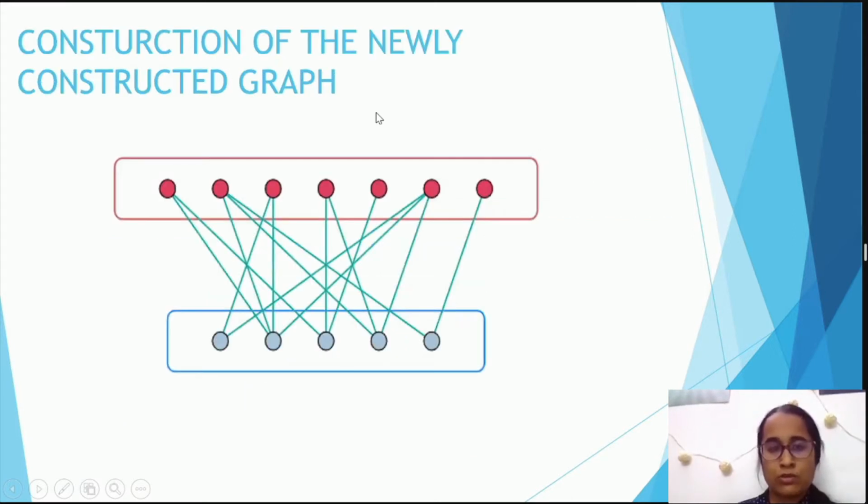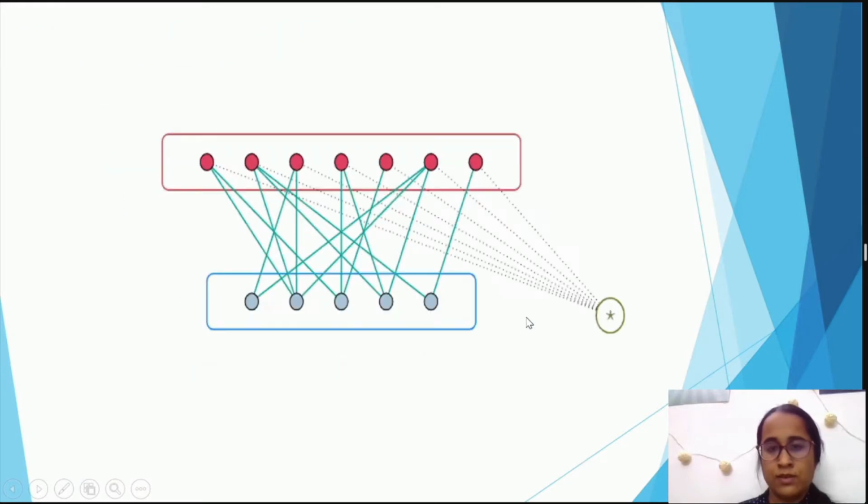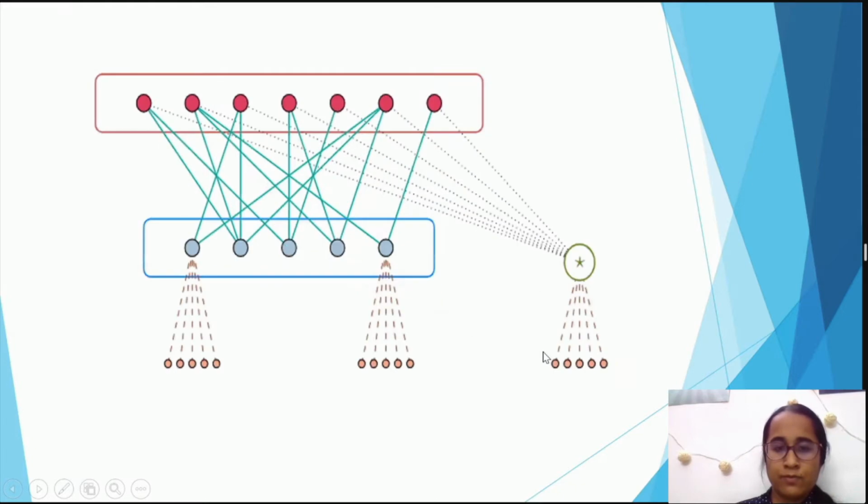Now this is how the construction works. First we keep the original graph as it is, all the vertices and edges. Now we add one more vertex, which we call the universal vertex, and we add edges from this vertex to all the red vertices. Now we add b square plus 3 dependent vertices for each blue vertex, and we add edges from these vertices to the corresponding blue vertex. And also the same for this universal vertex.